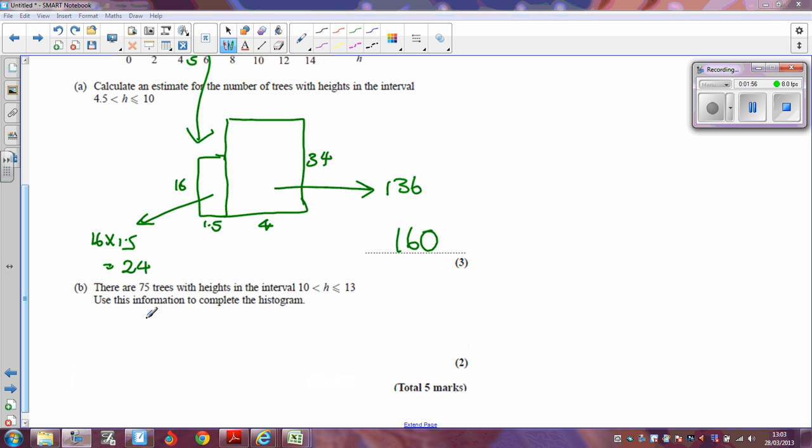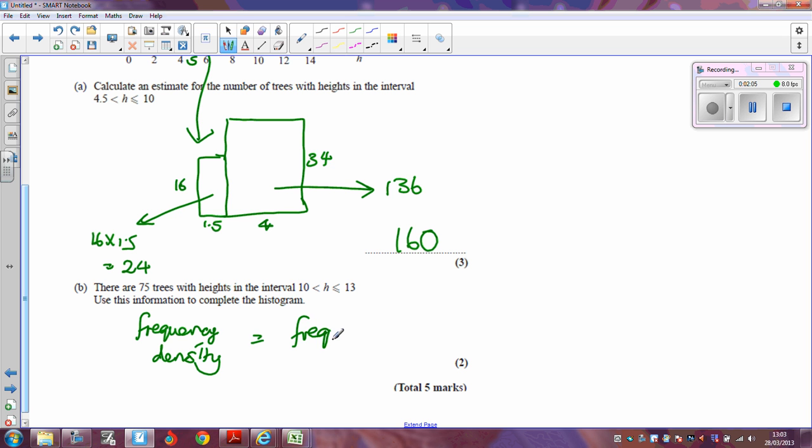Okay, to do the last bit here, I'm going to use the fact that I know that frequency density is the same as the frequency divided by the class width. Okay, so frequency divided by class width. So let's have a look at this last rectangle that we have to draw. The frequency density is what we don't know, but we do know the frequency, that's the 75 trees, and we do know the class width, 10 to 13, which is 3. So the frequency density, 75 divided by 3, is going to be 25.